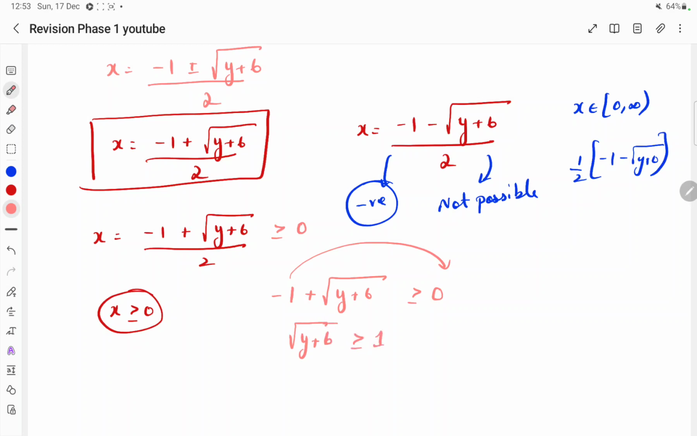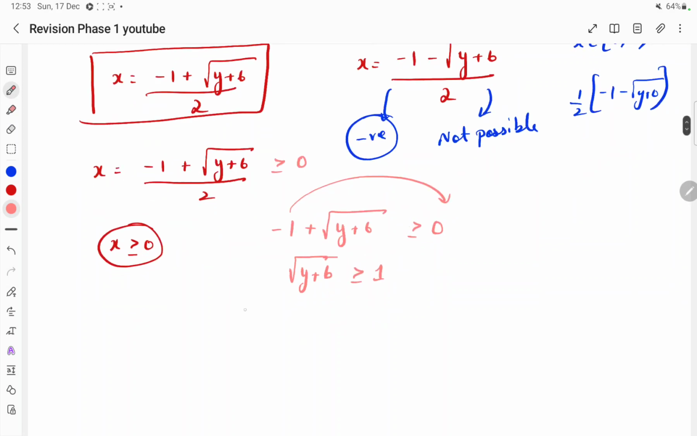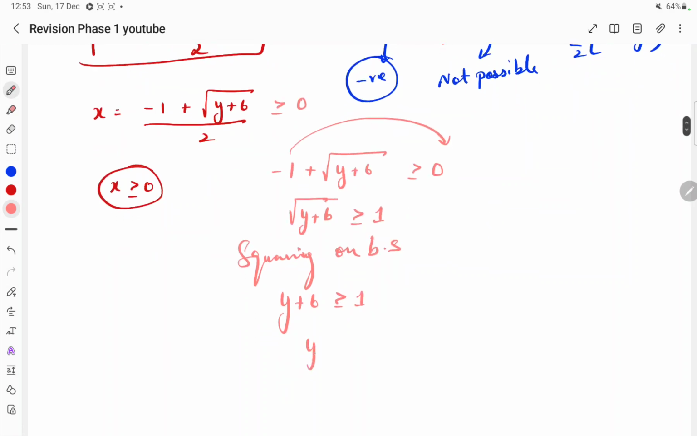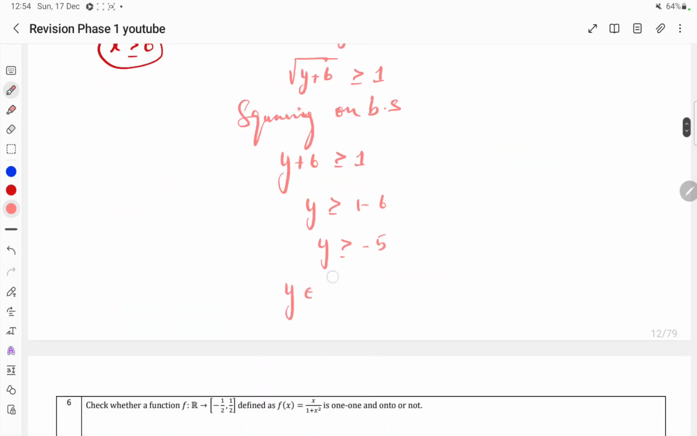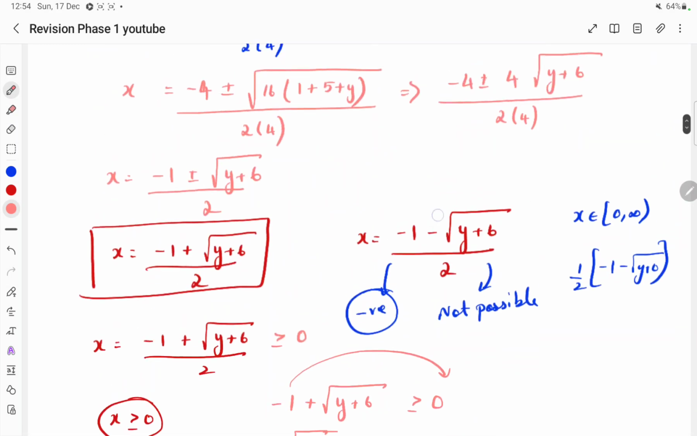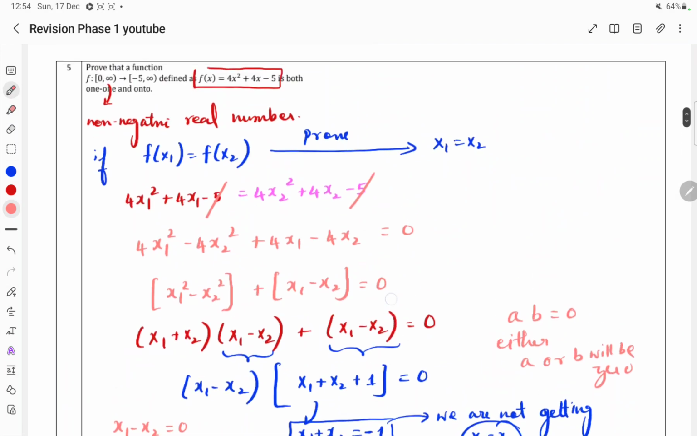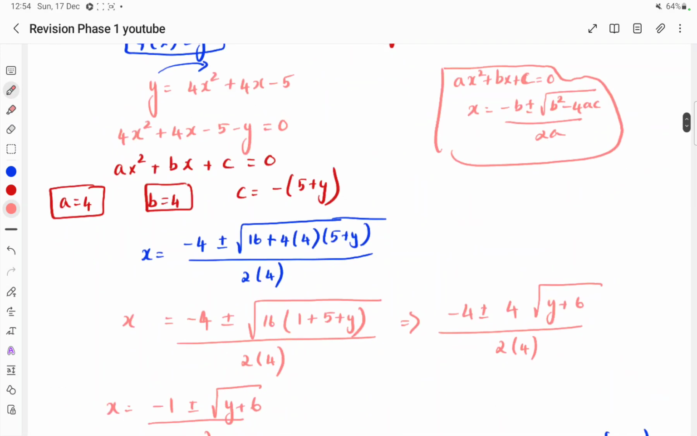So now what we can do here is squaring on both sides. After squaring on both sides, we will get y plus 6 greater than or equal to 1, which means y greater than or equal to 1 minus 6, y greater than or equal to minus 5. Minus 5 means y belongs to minus 5 to infinity. This is my range. I have to just check whether this is equal to codomain or not. So minus 5 to infinity, yes.